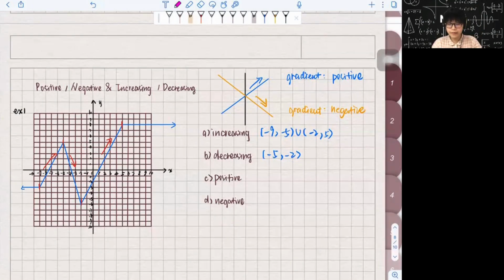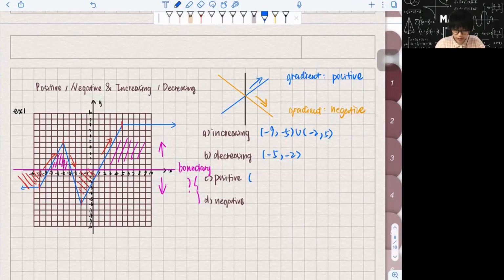And next, how do we find the positive and negative part of the graph? Well, we should treat the x-axis as a boundary. The graph above the x-axis is positive, and the graph under the x-axis is negative. So the positive part is here and here. And the negative part is this part and this part.